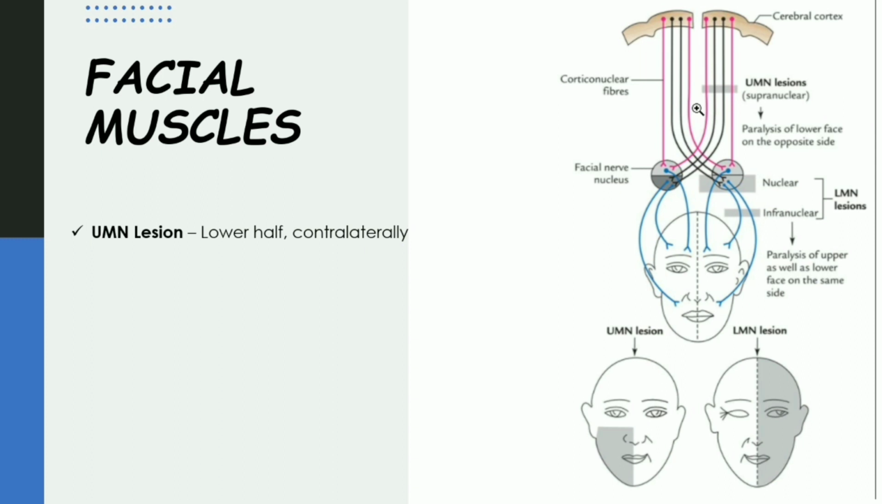The facial nerve nucleus and the facial nerve coming down from it, that is the lower motor neuron. That facial nerve innervates the same side completely. For example, if it is the facial nerve coming from the left nucleus, it will innervate the left half completely. So when there is a lower motor neuron lesion, the upper as well as the lower half is completely damaged on the same side. So that is a difference between upper motor neuron lesion and lower motor neuron lesion in the facial muscles. So when there is a UMN lesion, the lower half of the opposite side is affected, while when there is an LMN lesion, the upper and lower halves of the same side are affected. So that is a difference.